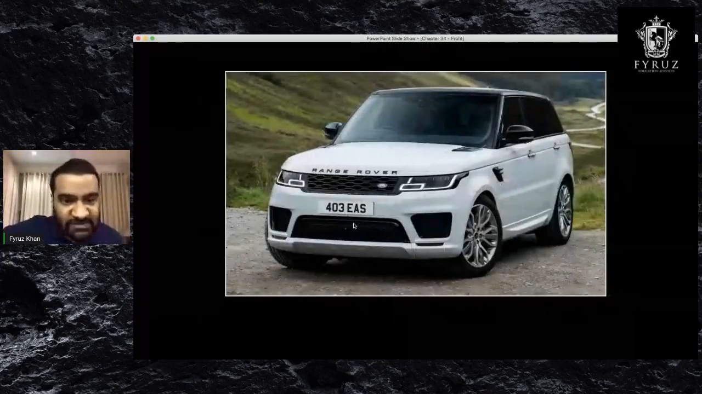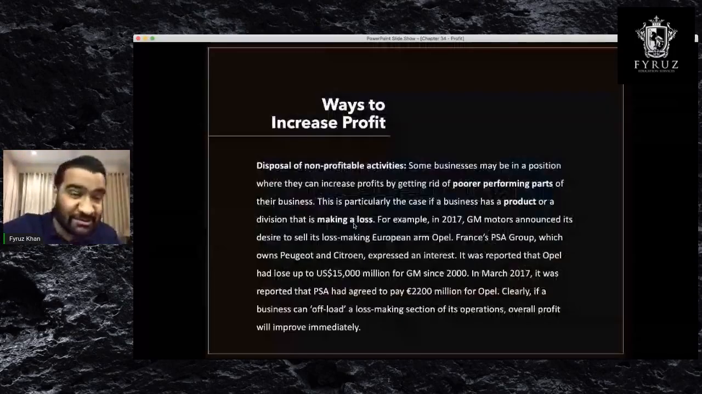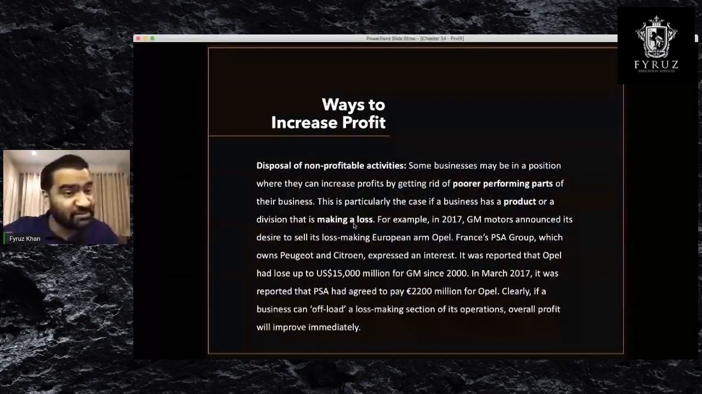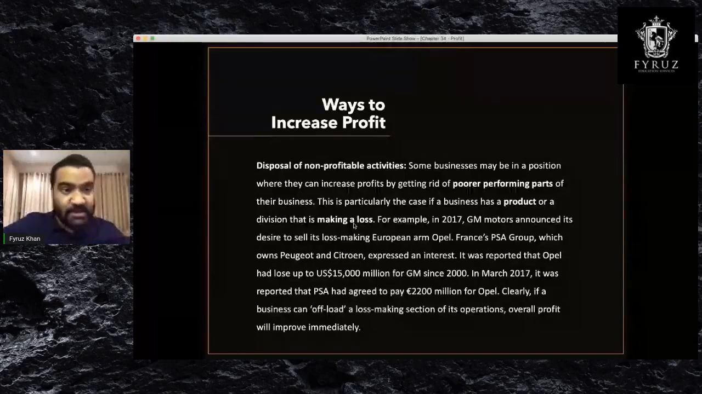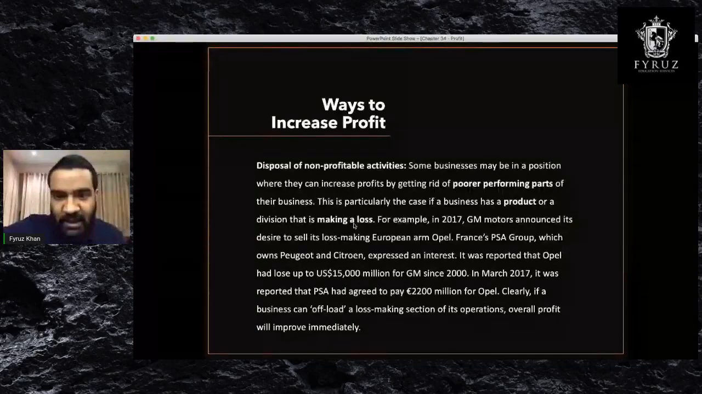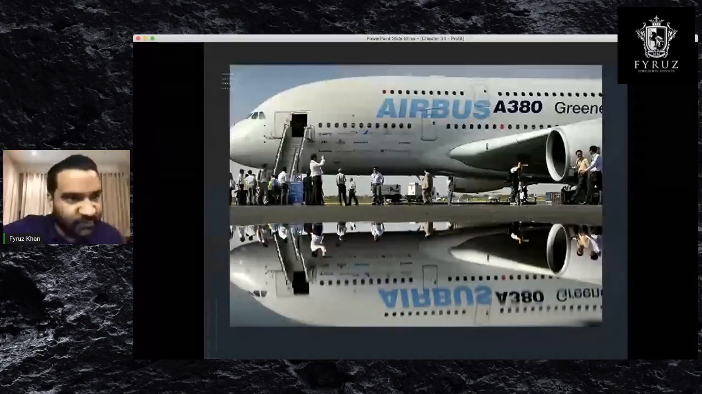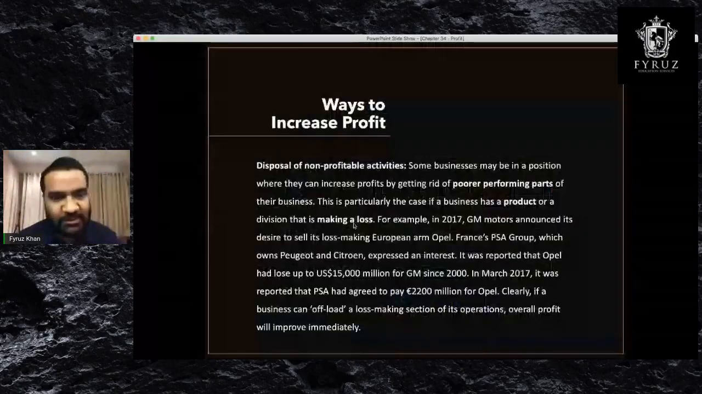And for example, a company like Tata took over Range Rover. It's not that you always have to be in the same business. And then we've also talked about disposal of non-profitable activity. If a certain product or service is not generating profit, shut that down or sell it off. Okay, in that way you can also reduce your cost and then increase profitability in the future. And we've given you an example of Airbus. There are other examples mentioned here.